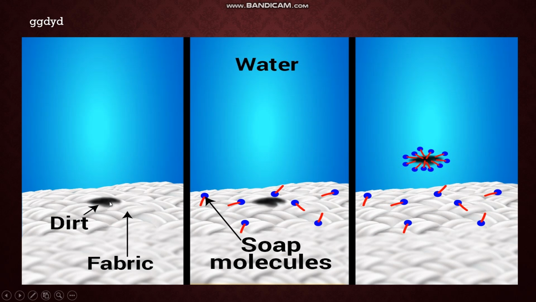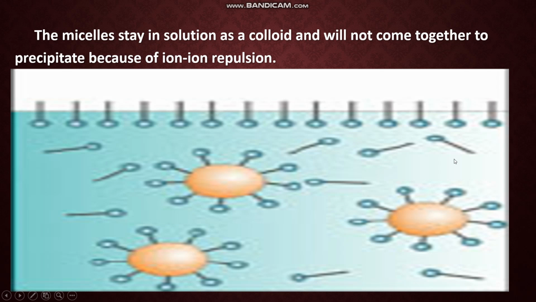So you can see here, this is a cloth or fabric with dirt. When we are mixing the soap in water and the cloth is soaked, what will happen? The soap molecules align in such a way that this is a hydrophilic end and this is a hydrophobic end. The hydrophobic end is attracted towards the dirt. It will form a micelle. So many micelles are formed in this.